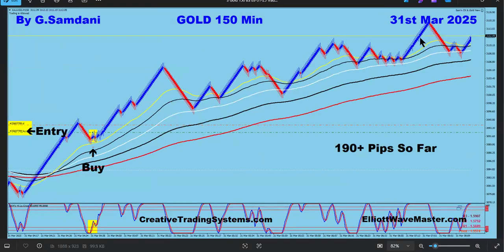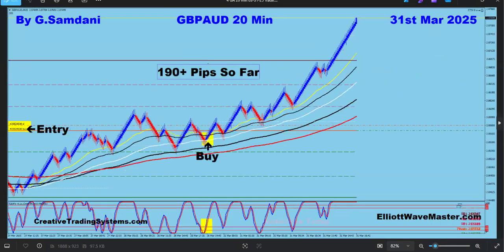This is again gold on the 31st. Well, this is basically the same thing. I have it two times, so different dates I recorded. So the same trade. This one is pound Aussie on the 31st.